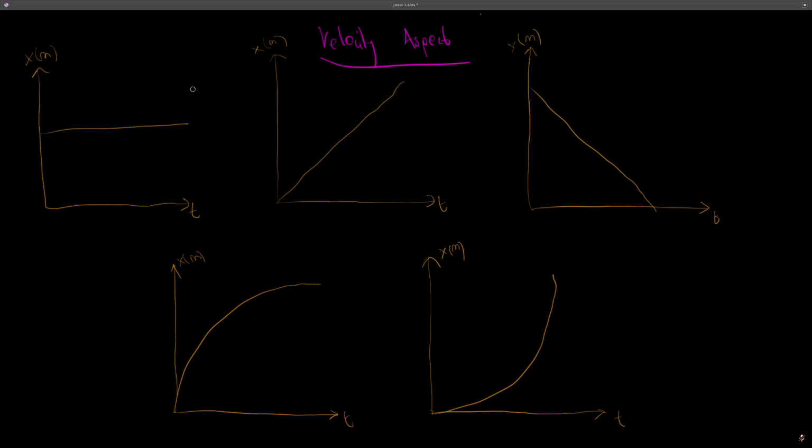Now, if we look at the first example here of this graph, we can see that the object is in a straight line. And as we mentioned before, the more horizontal the line is, the slower the object is moving, and the more vertical it is, the faster the object is moving in a position time graph. So over here, it's a horizontal line, and if we calculate the slope, it'll be equal to 0. So the velocity in the first graph is equal to 0 meters per second, meaning that there's no motion. The object is not moving.